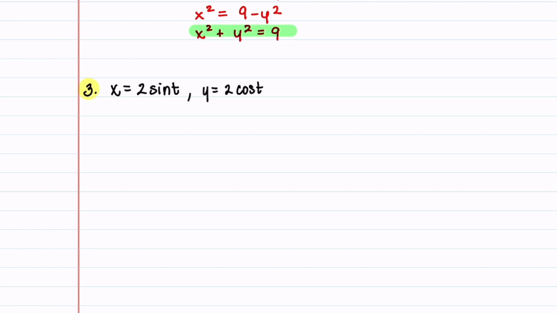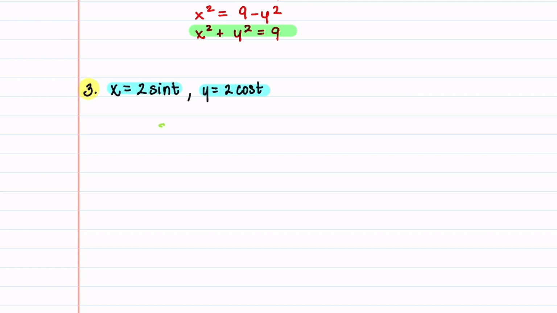Our last example, which is a bit more challenging algebraically, is x is equal to 2 sine t and y is equal to 2 cosine t. This is the same set of equations that we graphed in example 3 when we were sketching plane curves. Since x is equal to 2 sine t and y is equal to 2 cosine t, we can't easily solve for t. Because of this, we need to use a trig identity that relates x and y. See if you can think of an identity that would relate x and y.